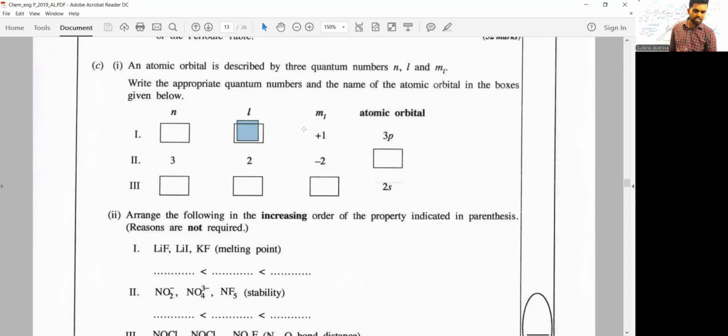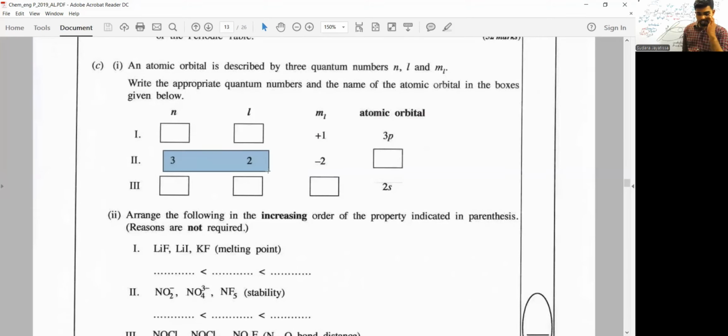So here they have selected a value for us. Don't mind about that one. Normally it can be either -1, 0, or +1, any of that. But here they have given a value, so don't think about that. Just write 3 for n and 1 for L, 3p. And for the next one, you don't have to worry about this ml, like I said. ml is -2, right?